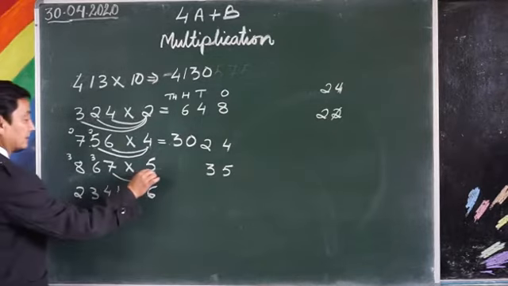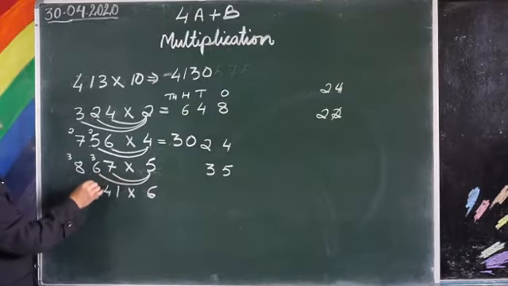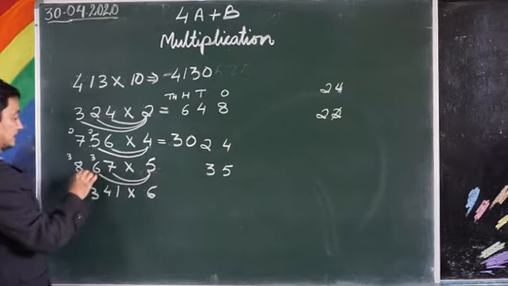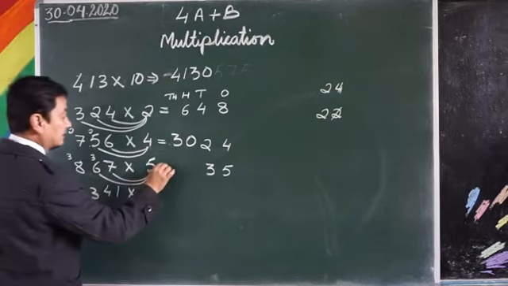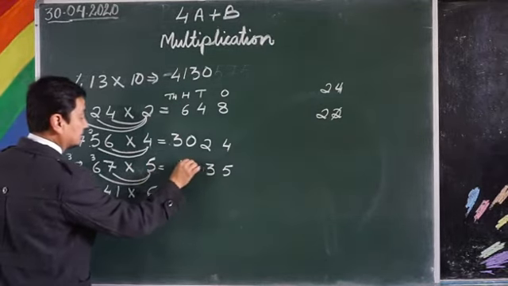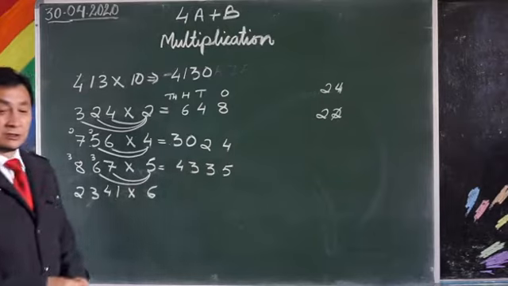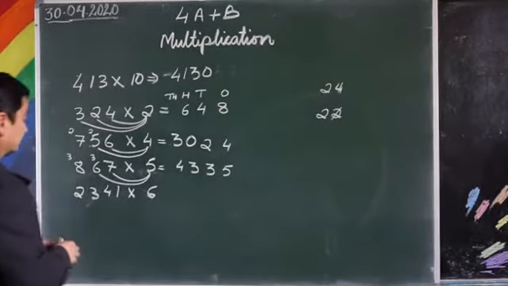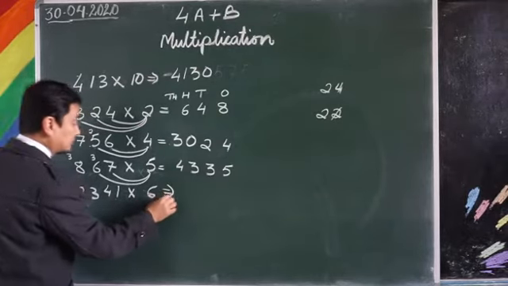5 6s are 30 plus 3, 33. 5 8s are 40 plus 3, 43. Now let me do it mentally. Okay? Now without drawing lines, let's try and do it.